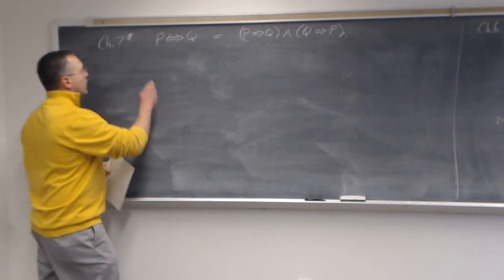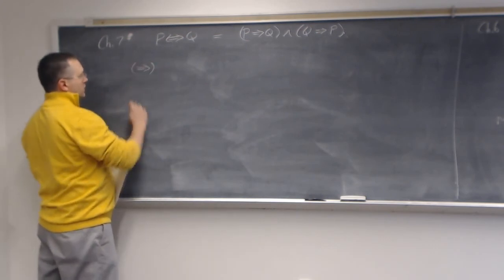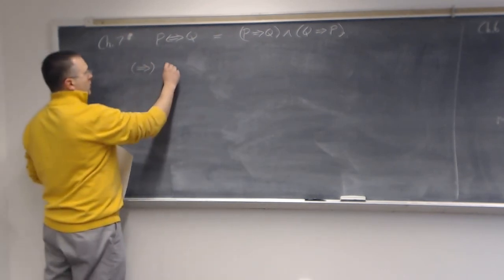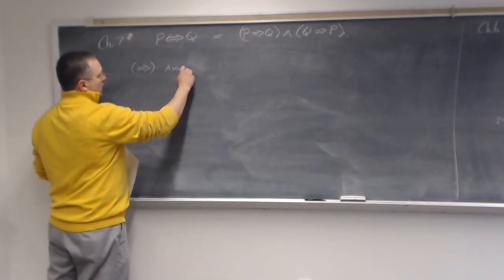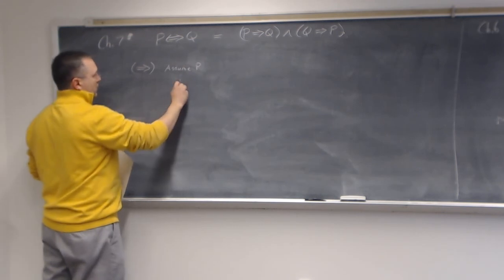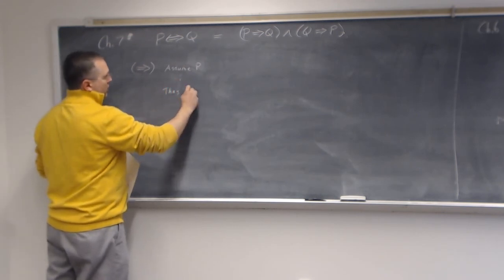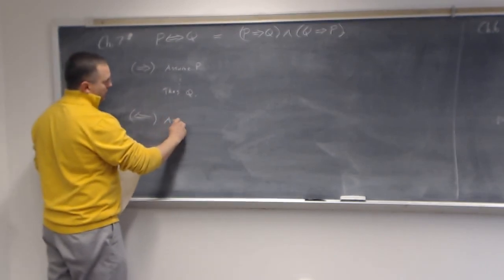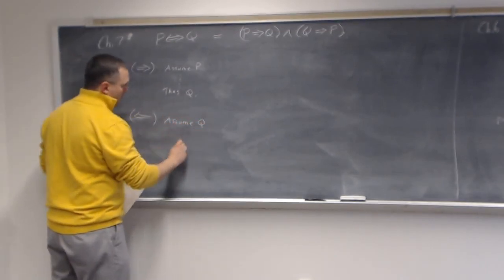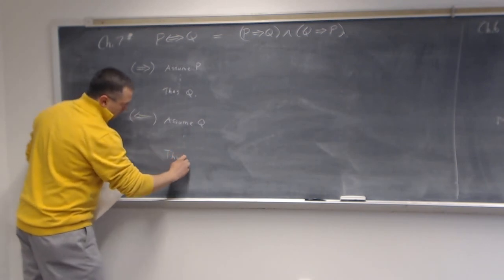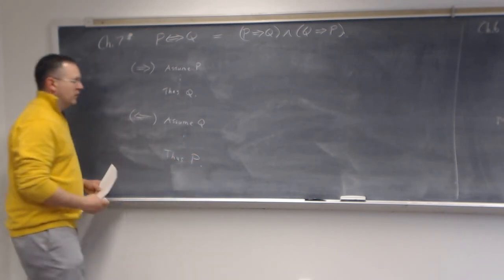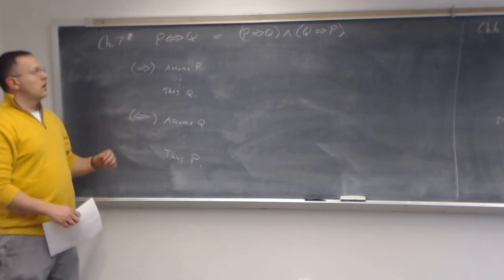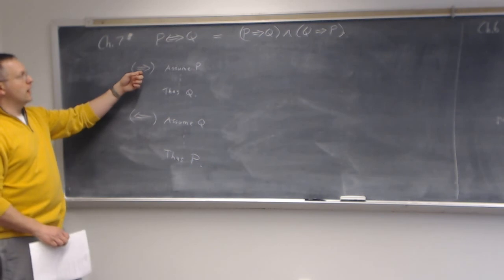So like one paragraph, you can start off like, okay, this, and then you assume P and show Q. So, assume P, then show Q. And the reverse statement: now you assume Q, then show P. Now you're done. You've shown P implies Q, and you've shown Q implies P. You're done.